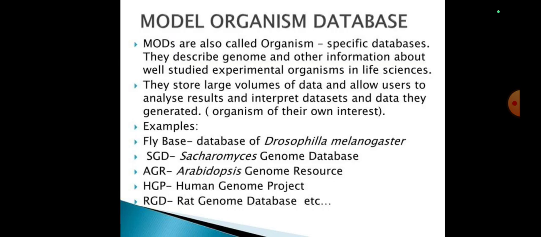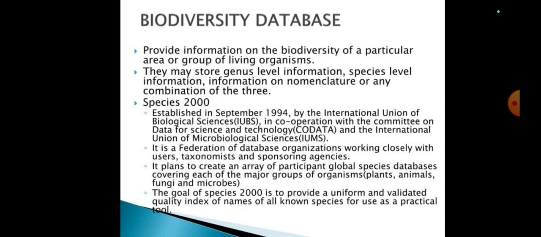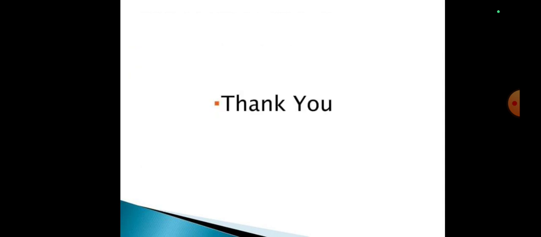And this is the model organisms database, meaning it is specific for a particular organism. SGD is for Saccharomyces alone. AGR is for Arabidopsis thaliana. HGP is only for human. RGD is only for rat. And this is the biodiversity data bank.